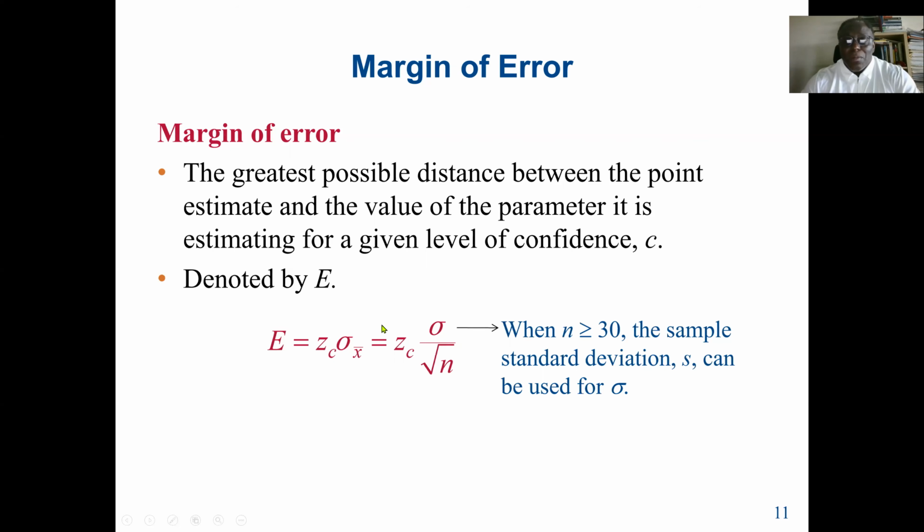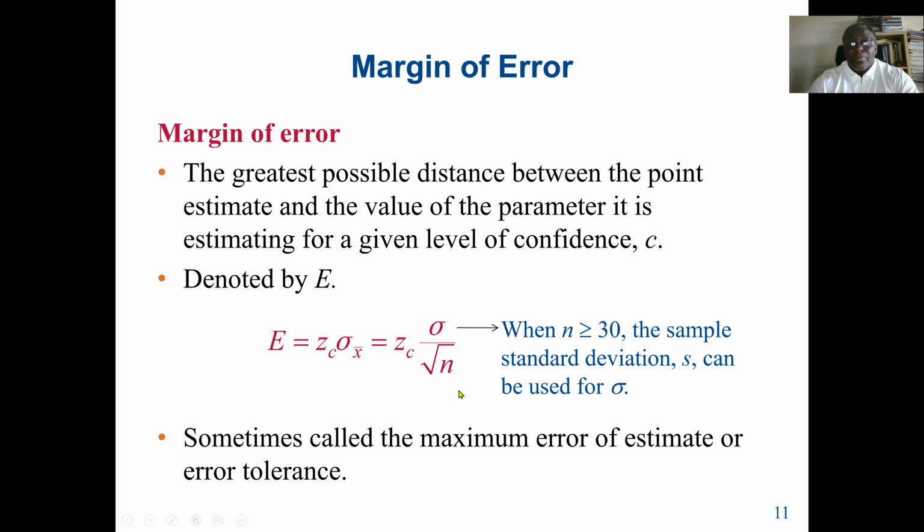So again, this is the formula. We will get a ZC value by using the standard normal table for the corresponding Z value. Then we know the standard deviation of the sample will be the standard deviation of the population divided by the square root of n. Sometimes the margin of error is also called the maximum error of estimate or the error tolerance.